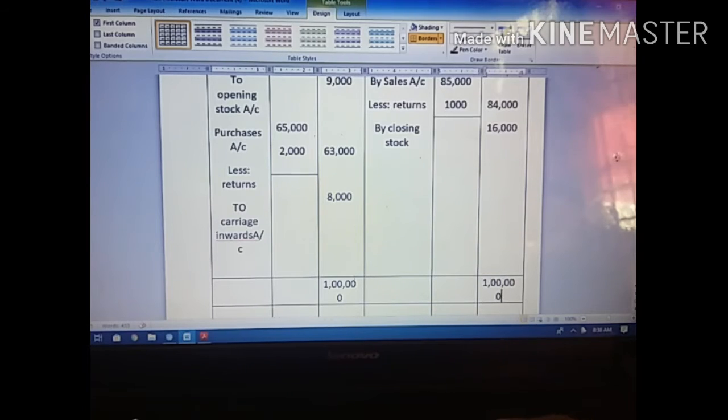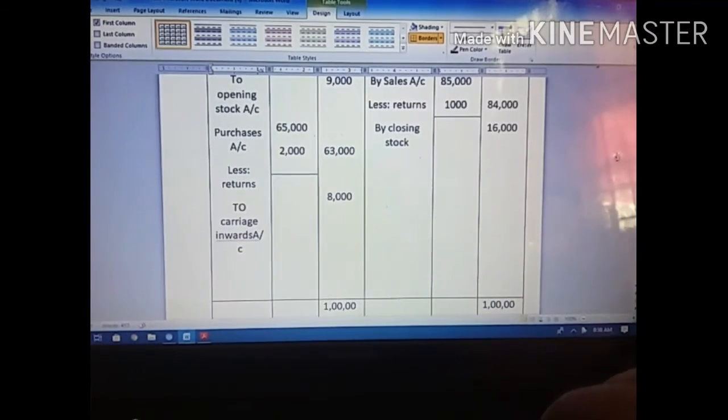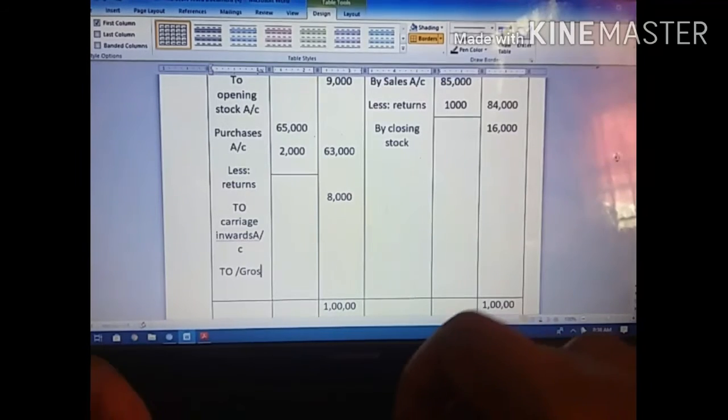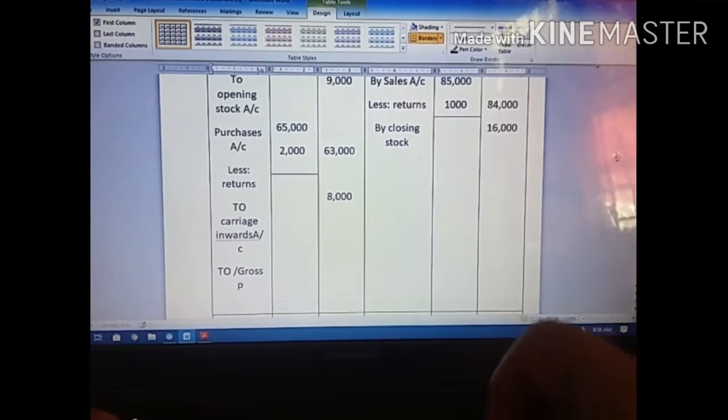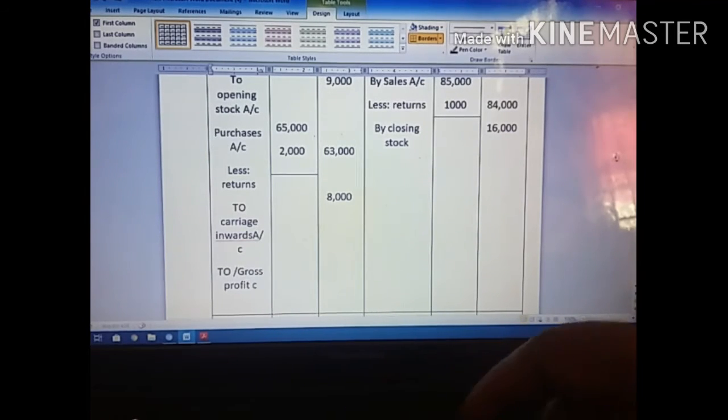Now I am going to subtract 1 lakh minus 80,000. I will get 20,000. So this is the gross profit. So to gross profit, C bar D.